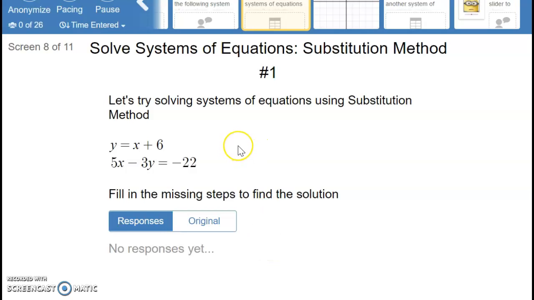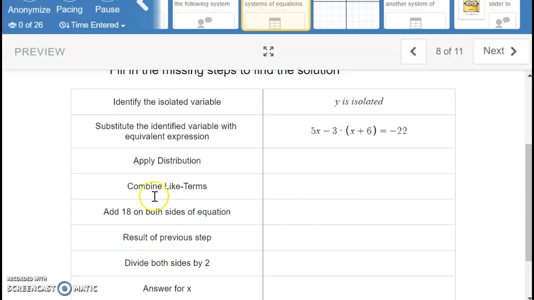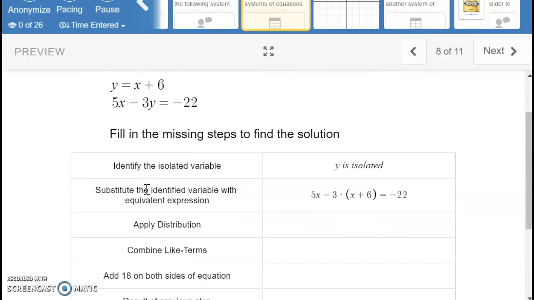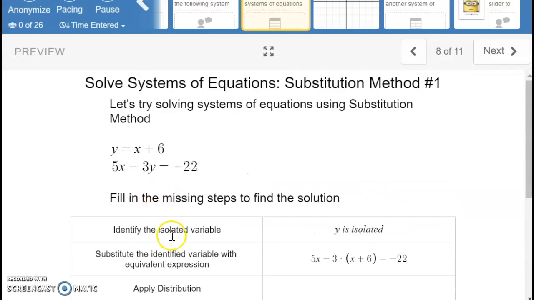Okay, so now we are using the substitution method. Let's try solving systems of equations using the substitution method. We have two equations, y is equal to x plus 6 and 5x minus 3y is equal to negative 22. So we have two different criteria that we need to satisfy. Fill in the missing steps to find the solution. So it's the same as the previous equal values. You're just filling in what you're doing as well as the algebraic representation of that.